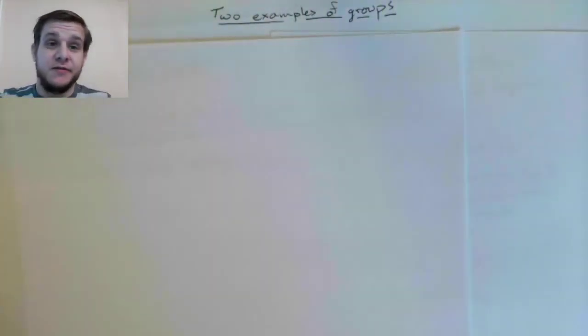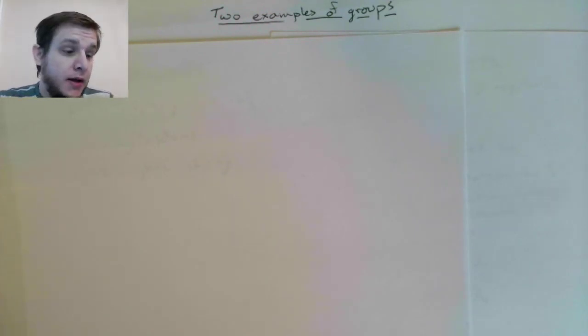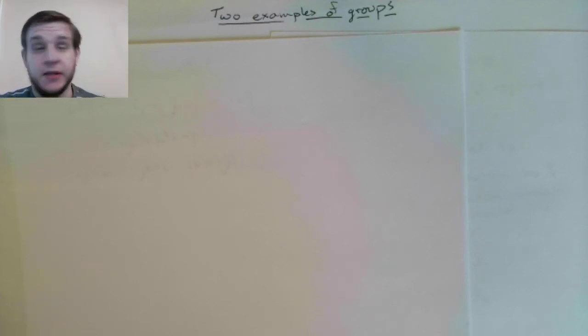Today we're going to finish up the topic of classification of groups of small order by growing up to groups of order 8. And in this week's homework, you'll be doing groups of order 10, which is much easier than 8. It's very similar to 6, in fact.